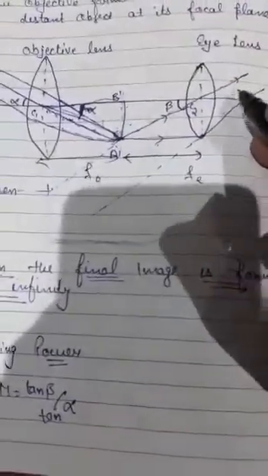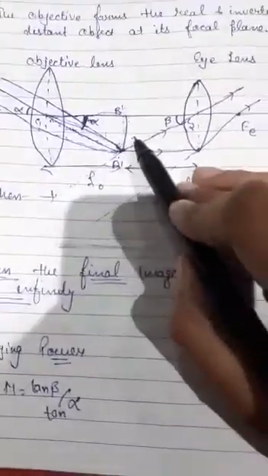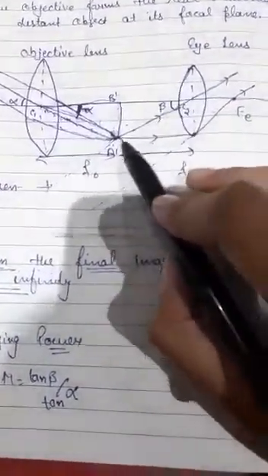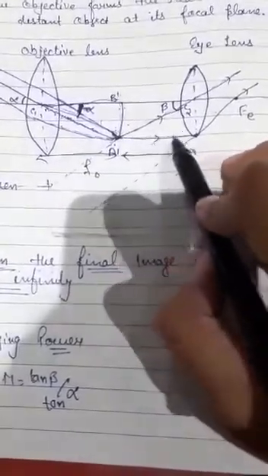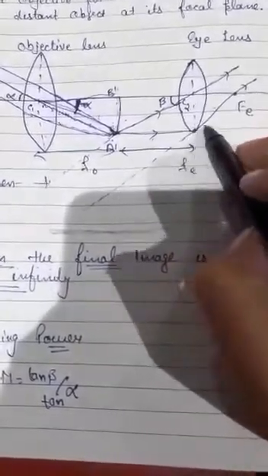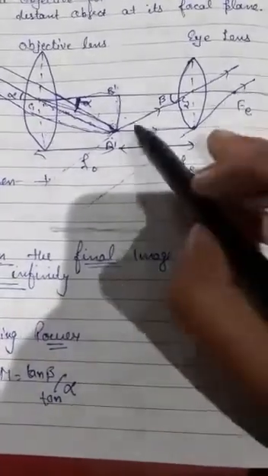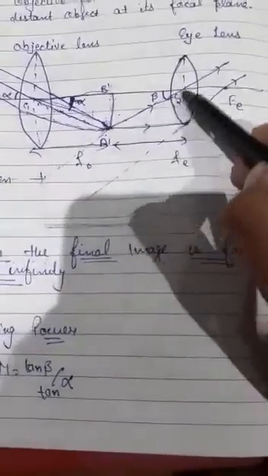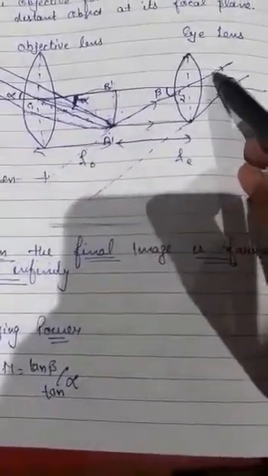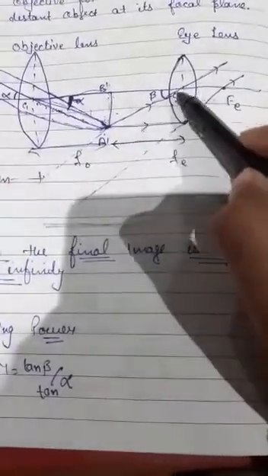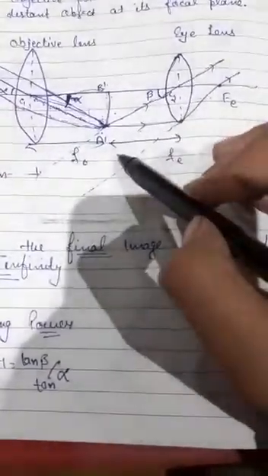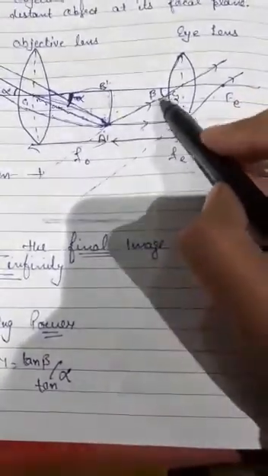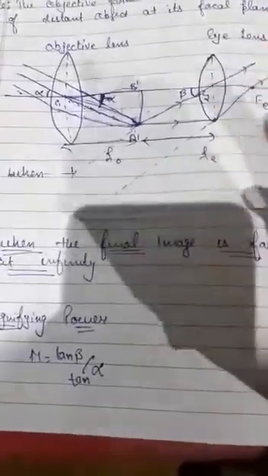Now for the eye lens, this image will behave as the object. The ray going parallel to the principal axis will, after refraction, pass through the focus, and this ray goes directly through the optical center, so no deviation at all. As these rays are diverging, we can make the image in the backward direction. We will produce them backward over here. Just see this, so this will form at infinity.